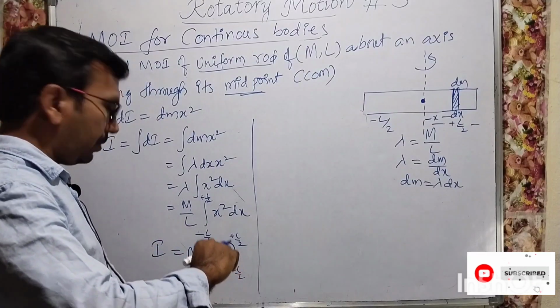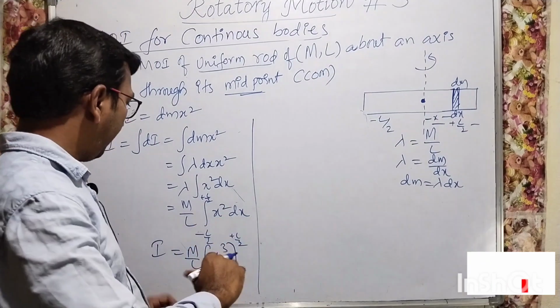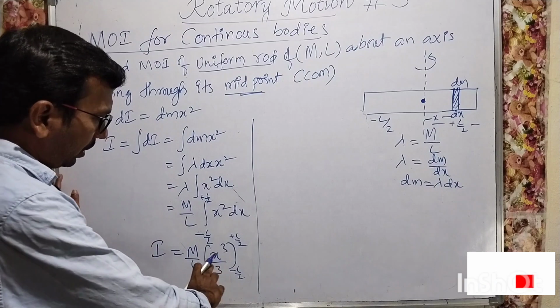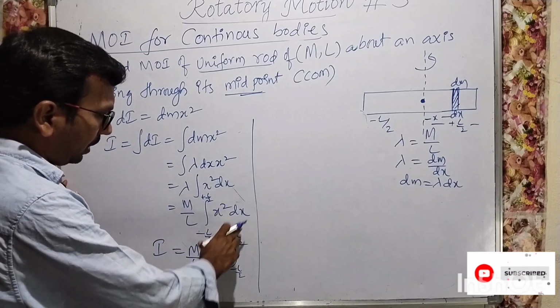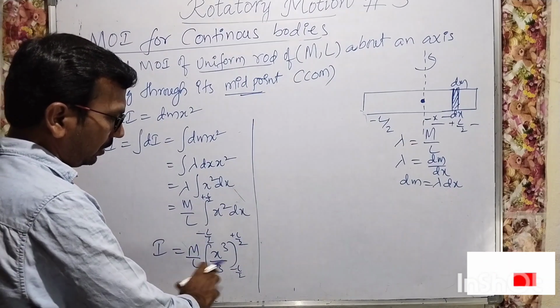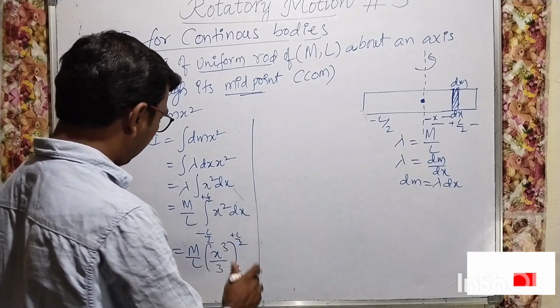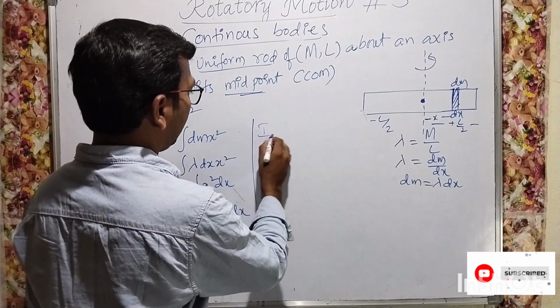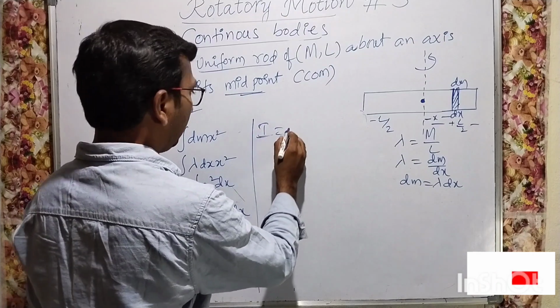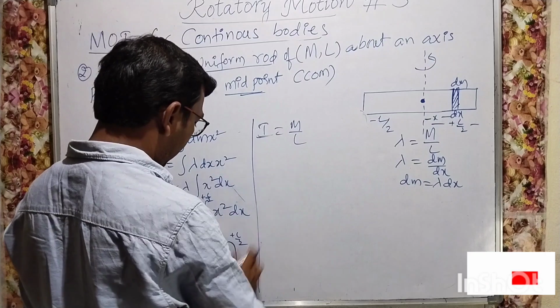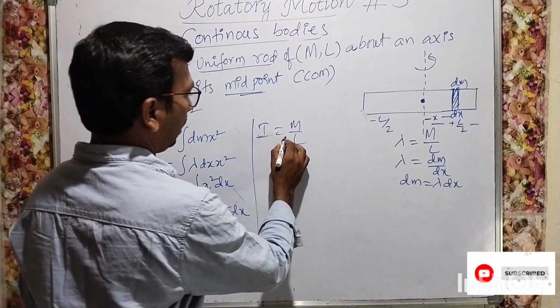So here I is equal to M by L times integration x square dx, which is x cube by 3, with limits from minus L by 2 to plus L by 2. So here moment of inertia I is equal to M by L, and 3 is common.